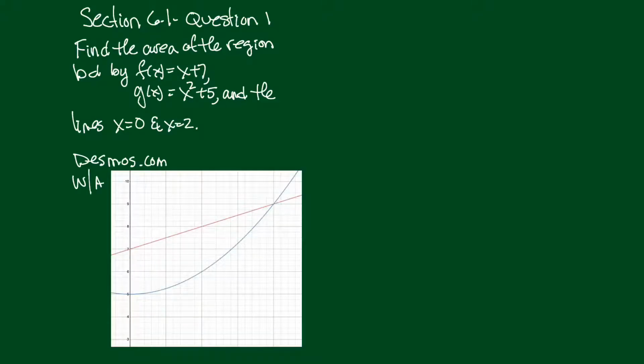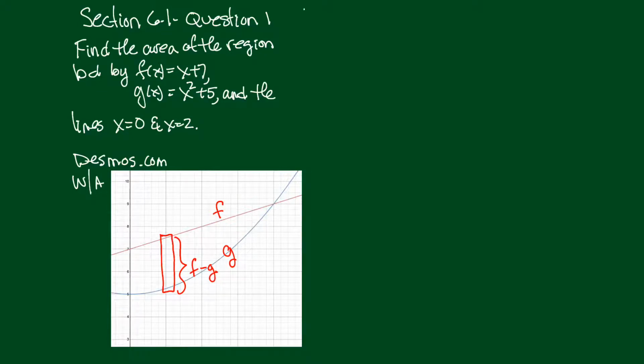So I popped in a graph. Here is the line. The red one's the line, mx plus b, that's f. So this one right here is f, and the quadratic opens upward. So that's our g function. So the top function is f, the bottom one is g, and if you draw in that representative rectangle, then that distance right there is f minus g.